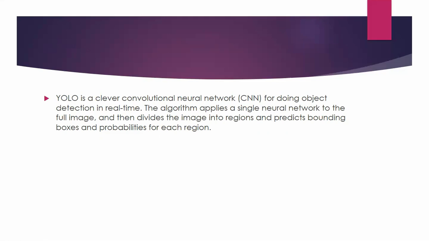It means to say that this algorithm trains on full images and directly optimizes detection performance and requires only a single forward propagation through a neural network to detect objects. This also means that prediction in the entire image is done in a single algorithm run. Convolutional neural network is used to predict various class probabilities and bounding boxes simultaneously.